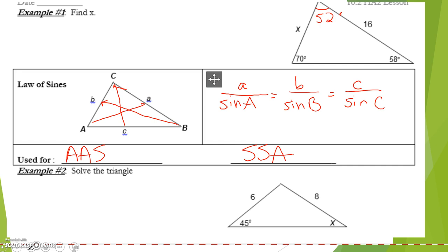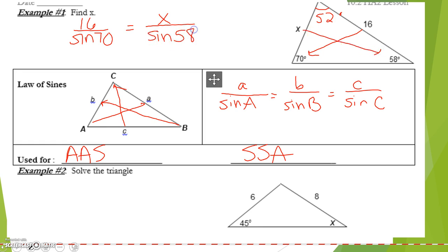So to find x in example 1, you can use this if you have a side across from an angle. So I have a side across from an angle, so I put the side up top and sine of the angle down bottom. And that's going to equal, I am trying to find side x, so I put x up top, and it's across from sine 58. So then to solve this, what I do is cross multiply. So I would have x times sine of 70 equals 16 sine 58.